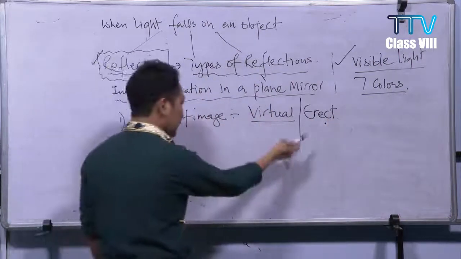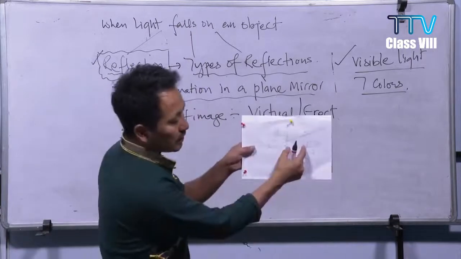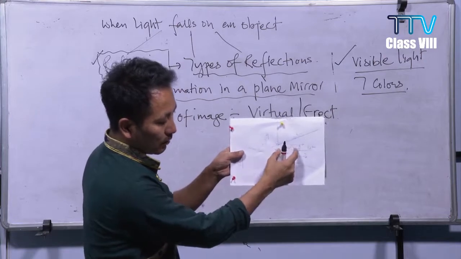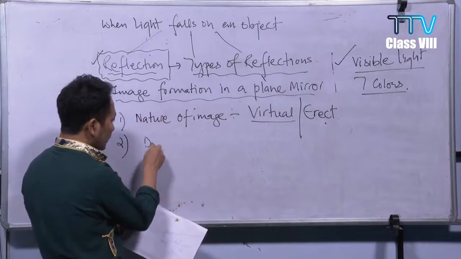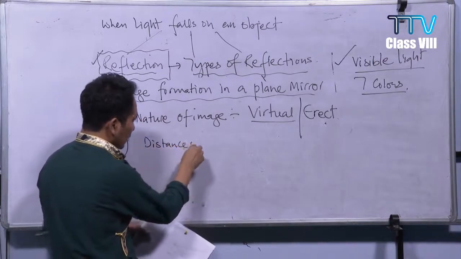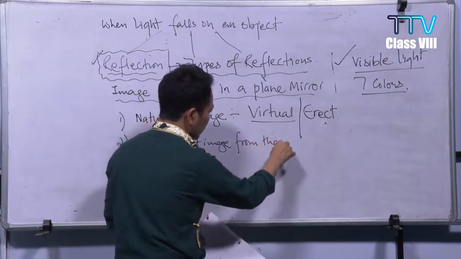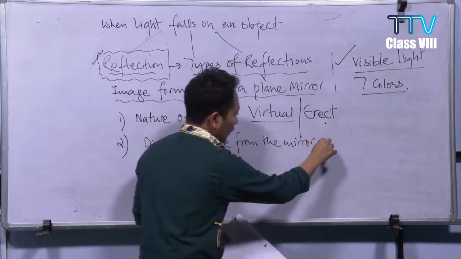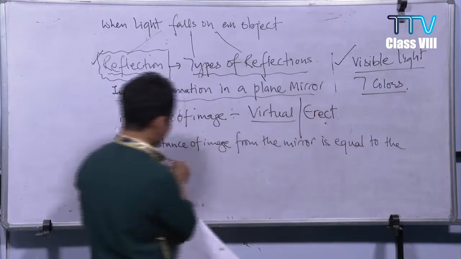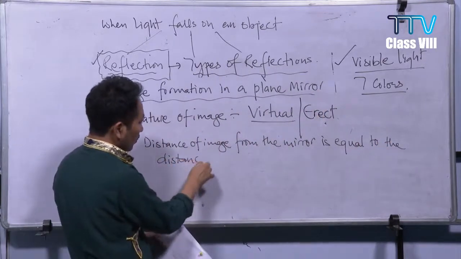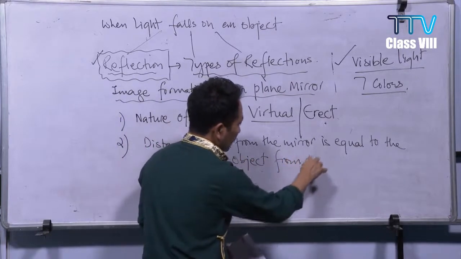The image is erect and virtual. The distance of the image from the mirror is equal to the distance of the object from the mirror.